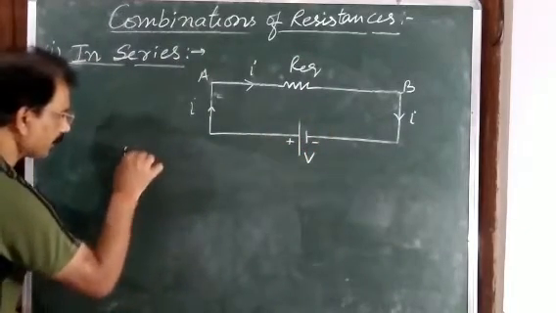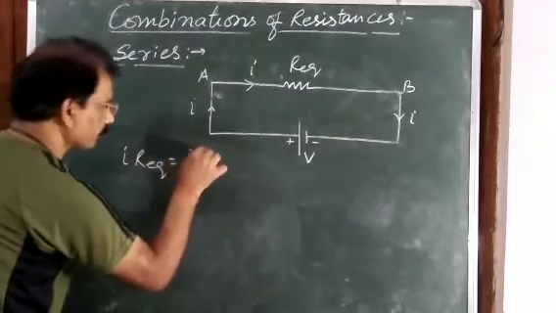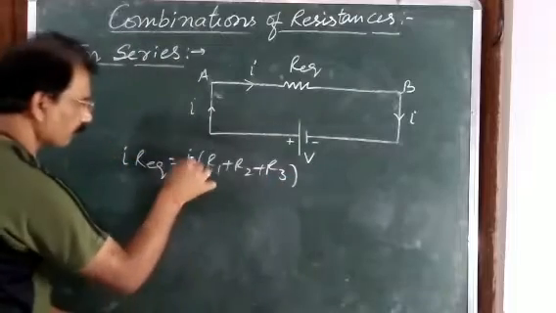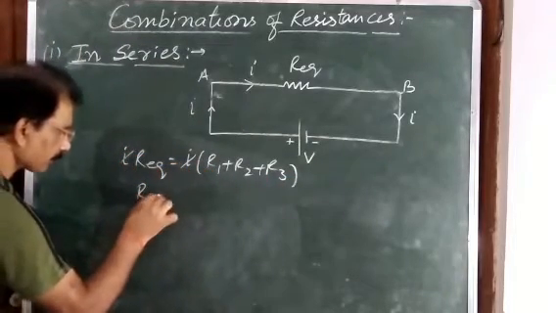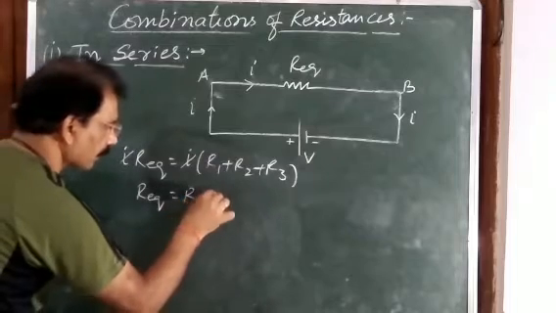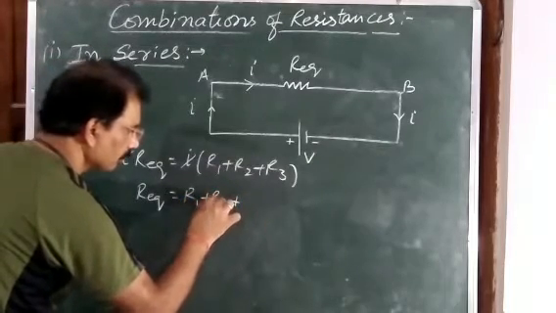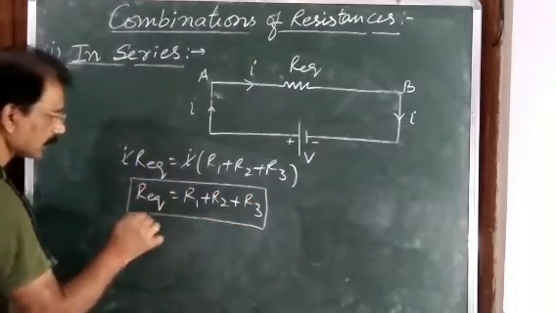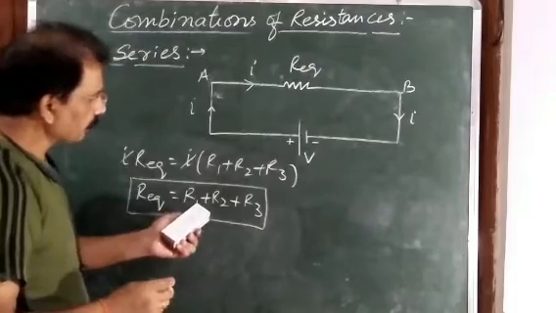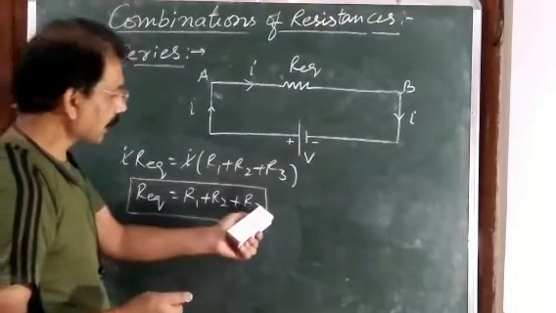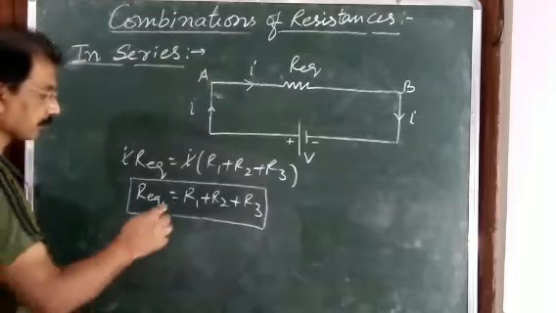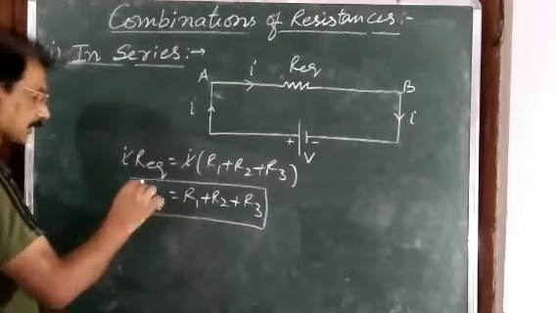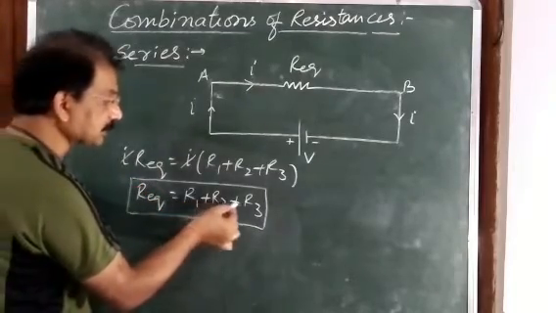So you will get I into R equivalent is equal to I times R1 plus R2 plus R3. So I is cancelled by I, and simply you can say R equivalent is equal to R1 plus R2 plus R3. It means in series combination, the equivalent resistance is equal to the sum of the individual resistances. And always remember this: in series combination, the equivalent resistance always comes greater than the greatest resistance in the combination.